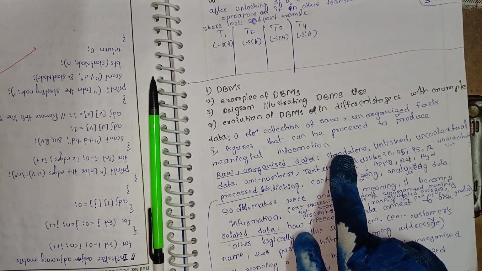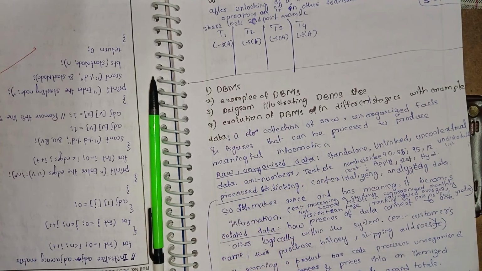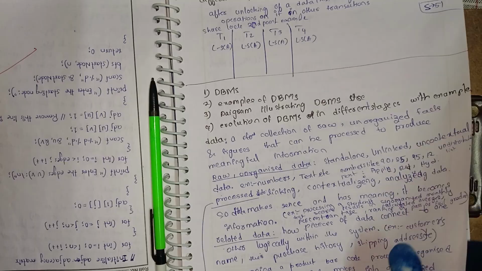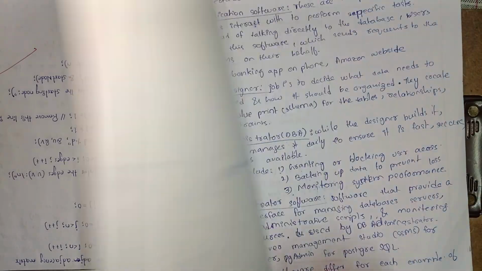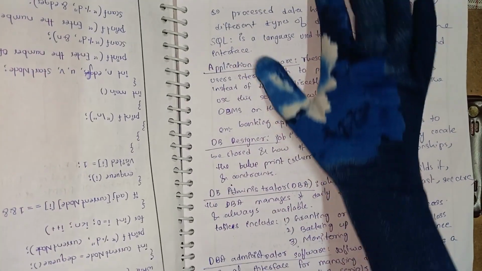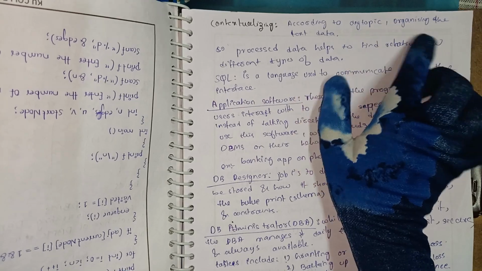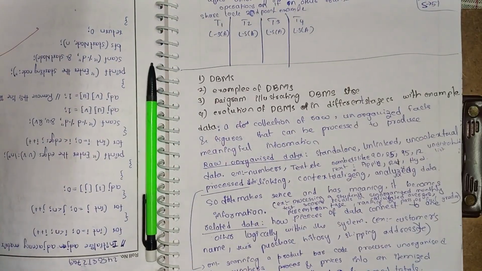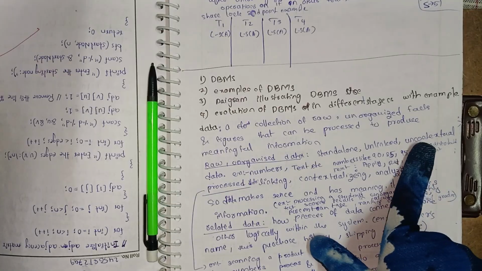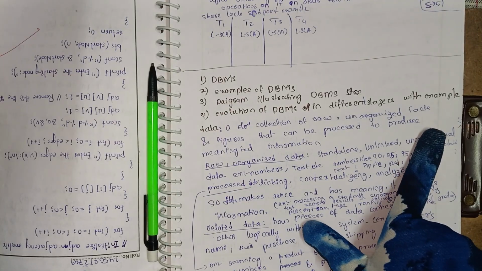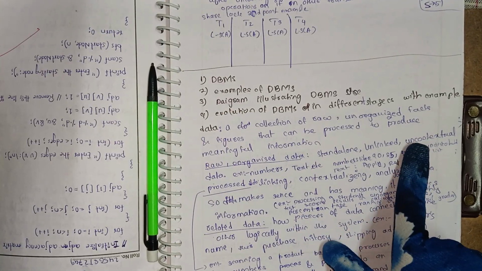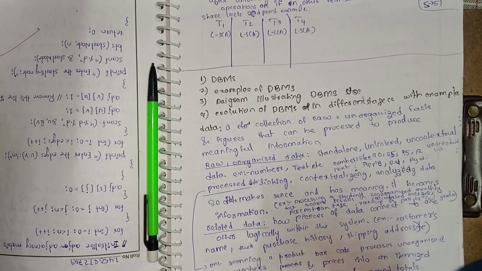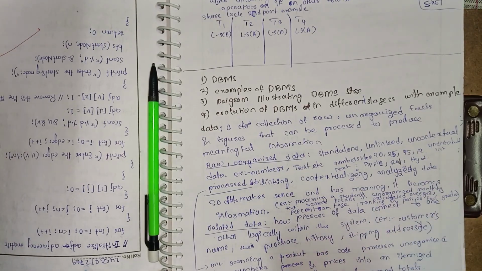Standalone means which has its own meaning by itself. Uncontextual means contextualizing, we know, according to any topic, organizing the text data. So uncontextual means the data is not organized according to a particular topic.